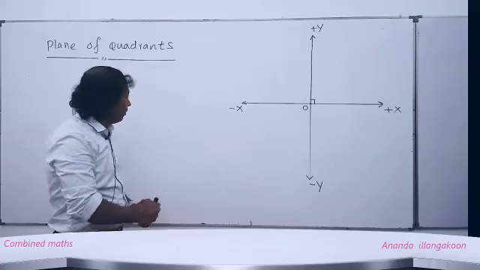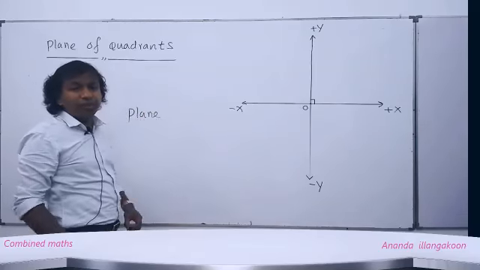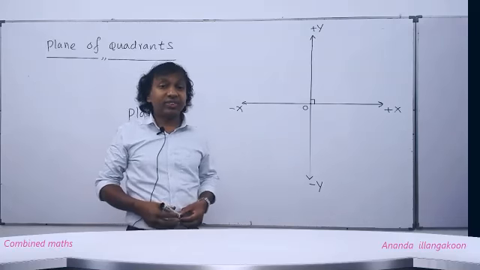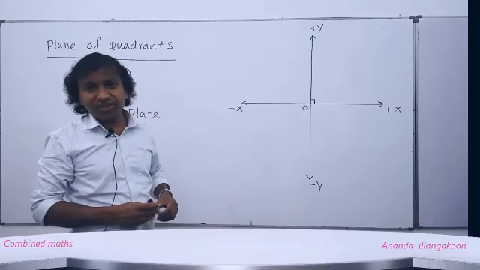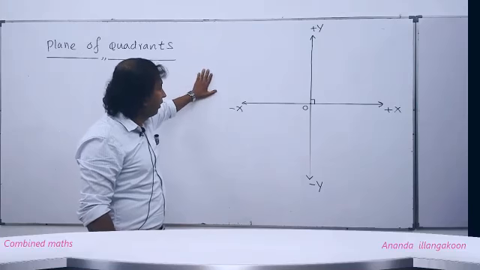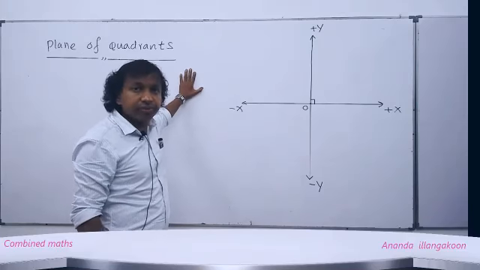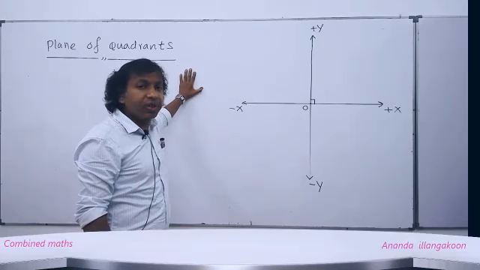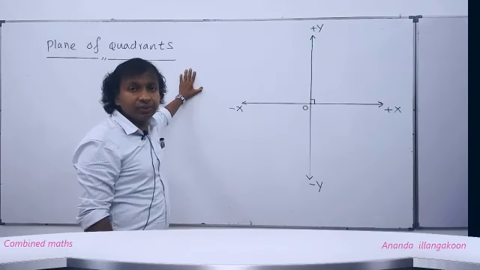Even here the plane means what? Plane means, people, flat surface. You can understand what is meant by flat. Flat surface, like this board. This white surface is a flat one. There are some surfaces which are not flat: spherical surfaces, irregular surfaces. This is a flat surface. It is called as a plane.